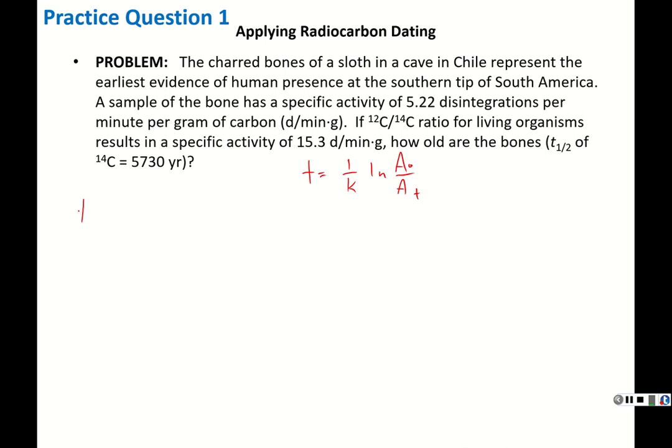So that's where we use the half-life equation: t1/2 equals ln of 2 over k. We solve for k, so k is going to be equal to ln of 2 over t1/2. So 0.693 over 5,730 years. That equals 1.21 times 10 to the minus 4 per year. So that's k.